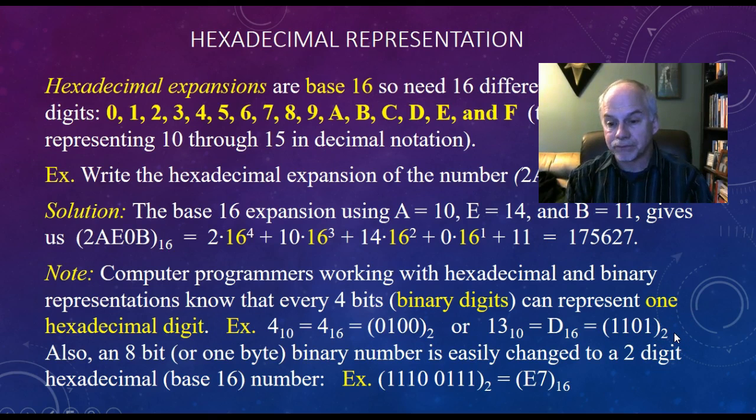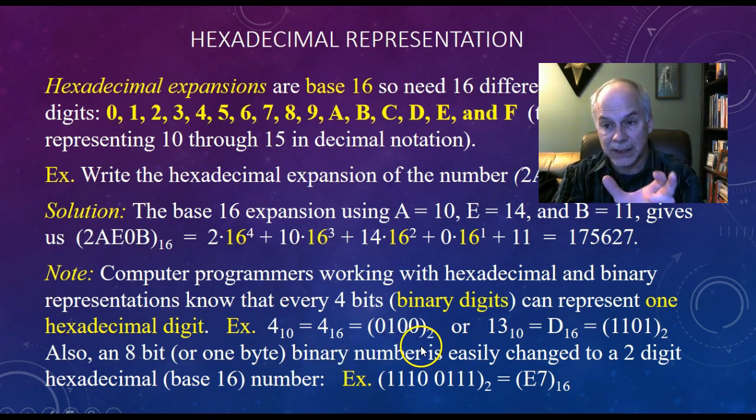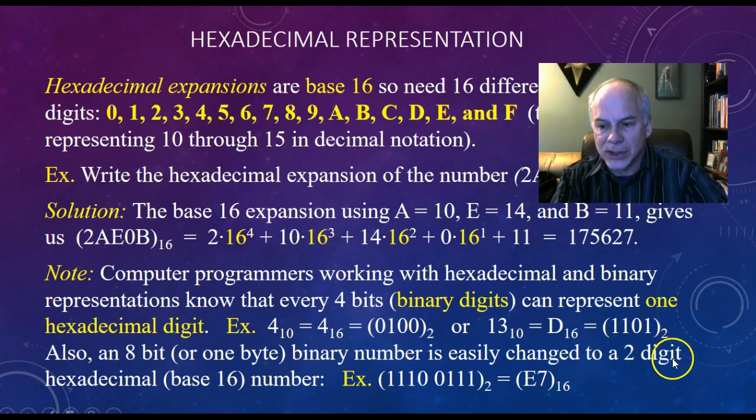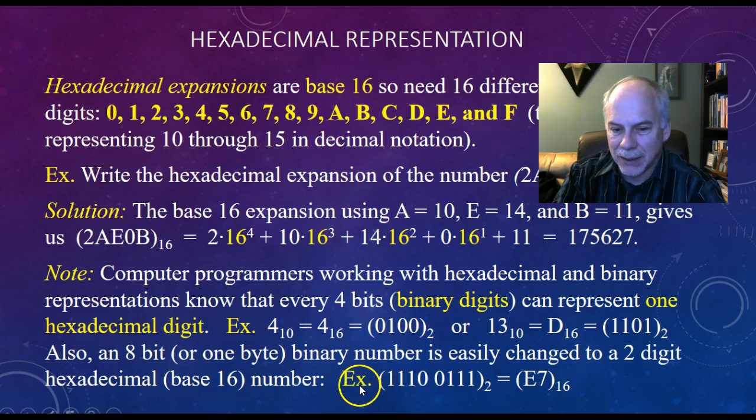Okay? So for every 1 hexadecimal digit, it can be represented with 4 binary digits. Now, an 8-bit or 1-byte binary number, a byte is 8 bits, or two groups of 4. They're called nibbles, I've heard before. 4 bits plus another 4 bits makes a whole byte, and we can easily change it to a two-digit hexadecimal number. Okay, so look at the example here.